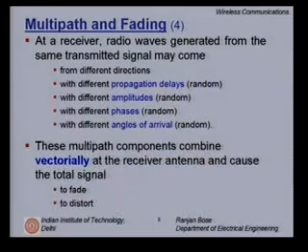At the receiver, radio waves generated from the same transmitted signal may come from different directions. This is clear that it will come from different directions with different propagation delays, which are clearly random. Of course, with different amplitudes, again this is random, with different phases, random again, and different angles of arrival. So, all these effects have to be taken into consideration in order to overcome the effects of fading.